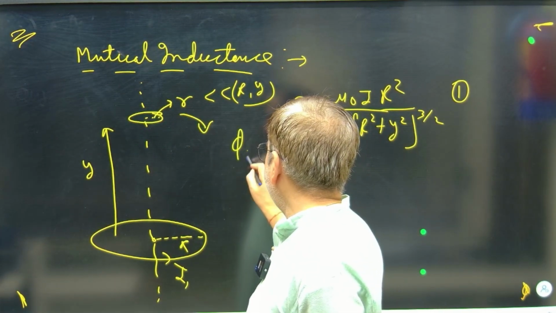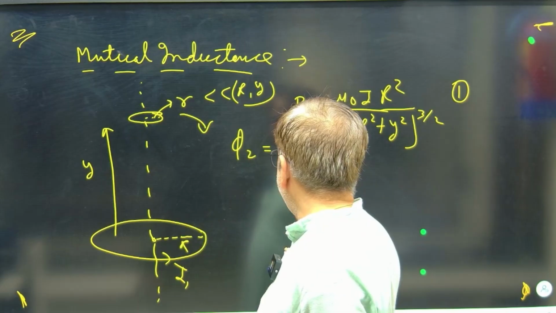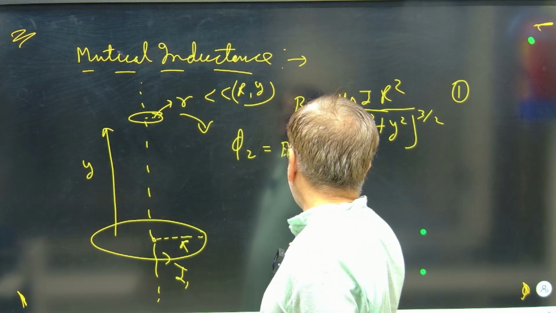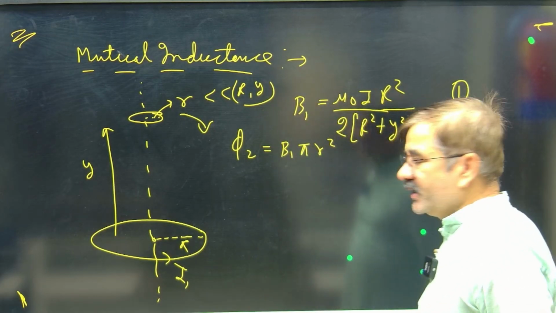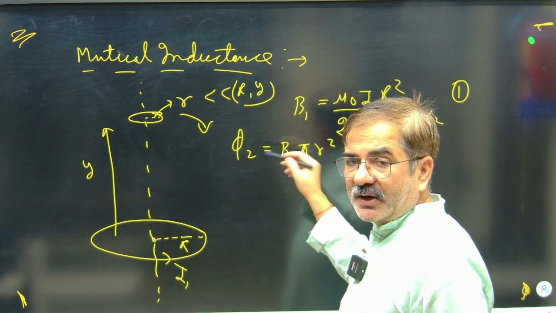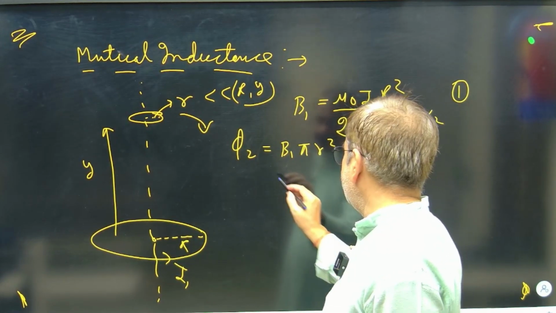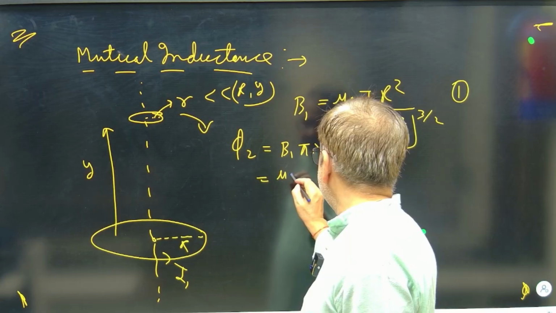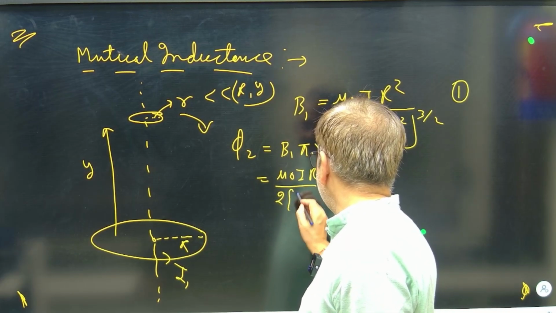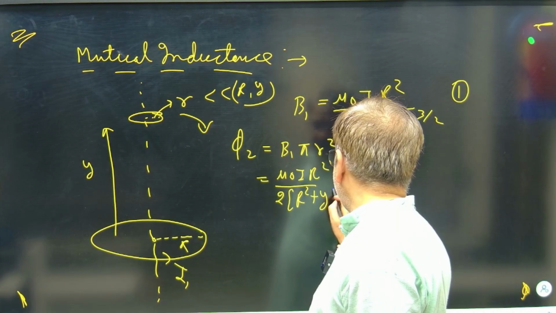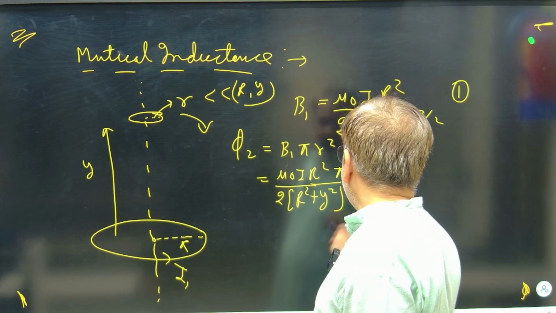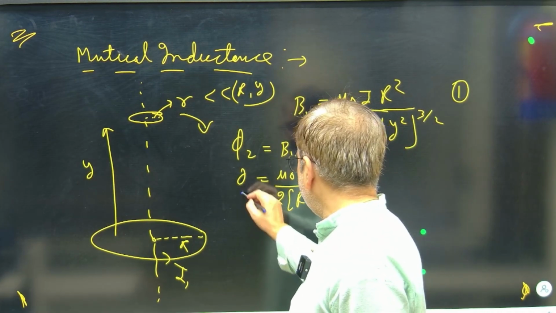What will I do? Phi 2, the flux, will be the field due to the first, B1, times the area of the second loop, that is pi r square. So this way, first of all, we get the value of flux. Then the coefficient phi by I will be the mutual inductance. So B1 is this mu naught I R square over 2 times R square plus y square to the power 3 by 2, into pi small r square. Correct? So this is the value of flux.